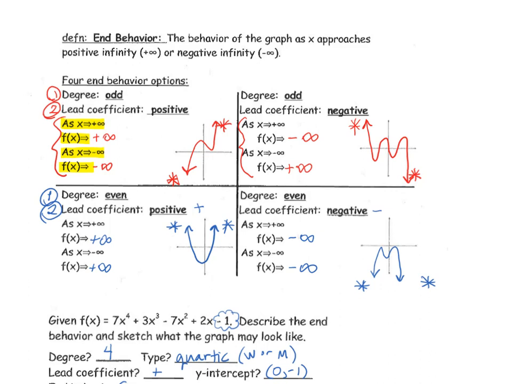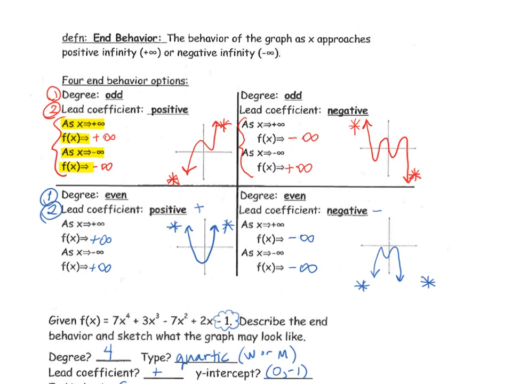Finishing up lesson 5.2, we looked at what's called end behavior for a polynomial function's graph. So we're looking at what happens to the graph as x goes to positive infinity, which just means to the right, and then as x goes to negative infinity, or to the left. We focus on two things, the degree of a polynomial and then the lead coefficient.